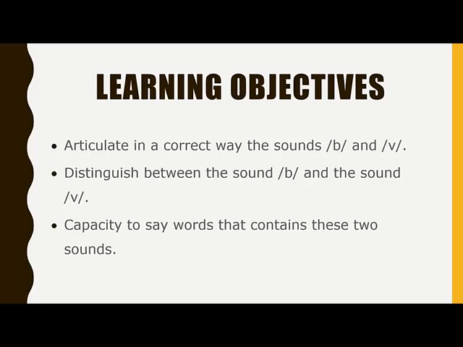These are the objectives that pupils must achieve. Articulate in a correct way the sounds B and V. Distinguish between the sound B and the sound V. Capacity to say words that contain these two sounds.